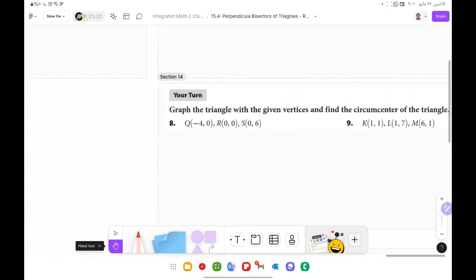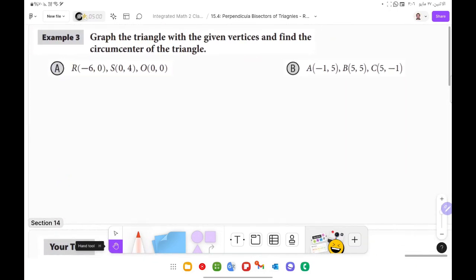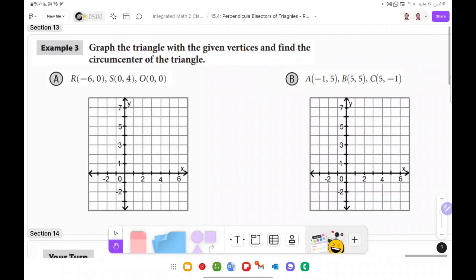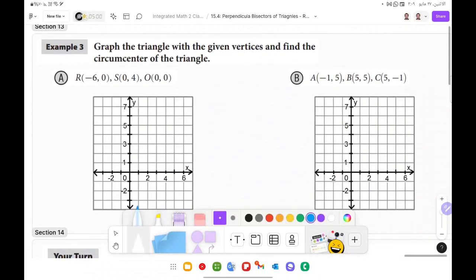Now let's go to the last part here. So the last part, we need to graph a triangle with the given vertices and find the circumcenter. Now this part here is the easiest part in the lesson. All you have to do is just graph a triangle with the given vertices and find the circumcenter of the triangle. Always first plot the points, the coordinates.